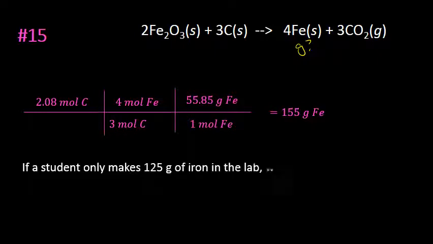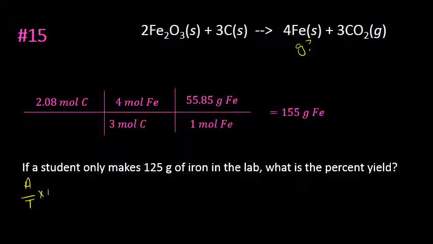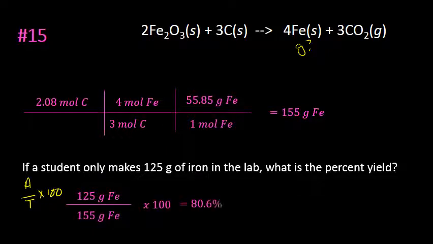The next question says, well, if a student only makes 125 grams of iron in the lab, what is the percent yield? Remember, alphabetical, actual over theoretical, times 100. So the actual amount was 125 divided by 155 grams times 100, 80.6%. Well, 80.6% is your percent yield of iron. Not too bad.